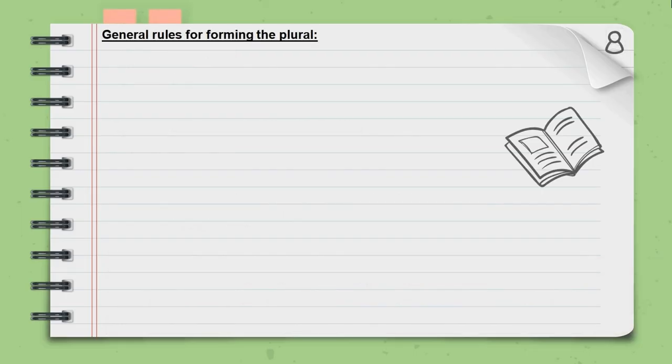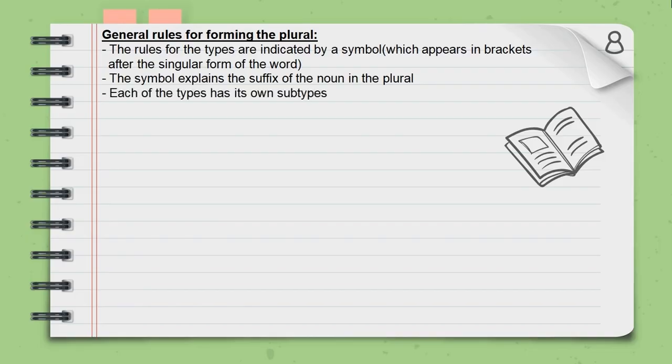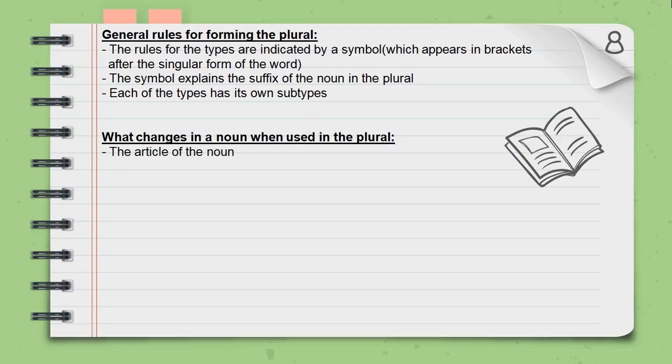General rules for forming the plural. The rules for the types are indicated by a symbol, which appears in brackets after the singular form of the word. The symbol explains the suffix of the noun in the plural. Each of the types has its own subtypes. What changes in a noun when used in the plural? The article of the noun can be changed, the stem of the noun, changes in letters, or addition of extra letters.